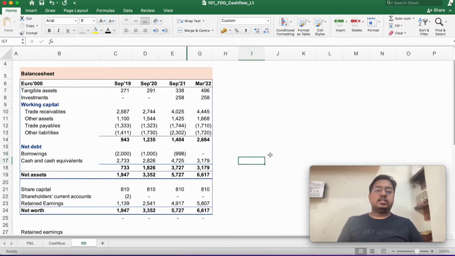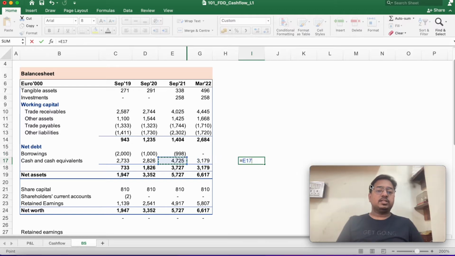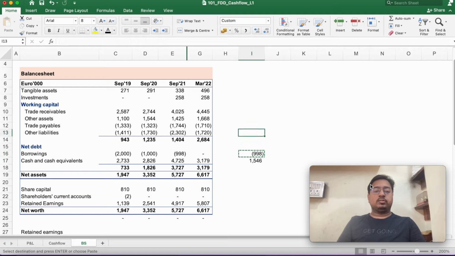The first step is we'll see the cash balance here, which is decreasing in this case. We'll take the reverse sign, which is 1546. Ideally, since the balance is decreasing, it should have been negative, but here it will be positive. What we're gonna do is we're gonna keep the same formula to the top.